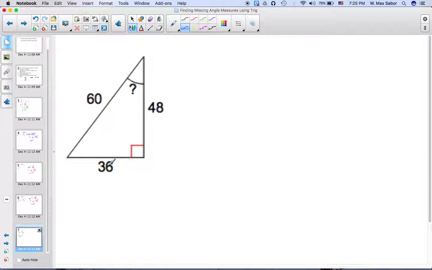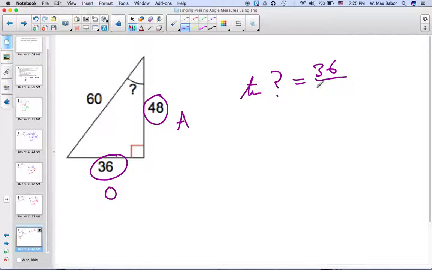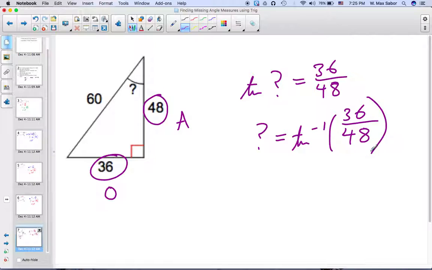Last one here. Let's do tangent. So we'll use opposite and adjacent. Tangent of question mark is going to be 36 over 48. So we want to do inverse tangent of 36 over 48. 36 over 48 gives us 0.75, and when we take the inverse tangent of that, we get approximately 37 degrees.